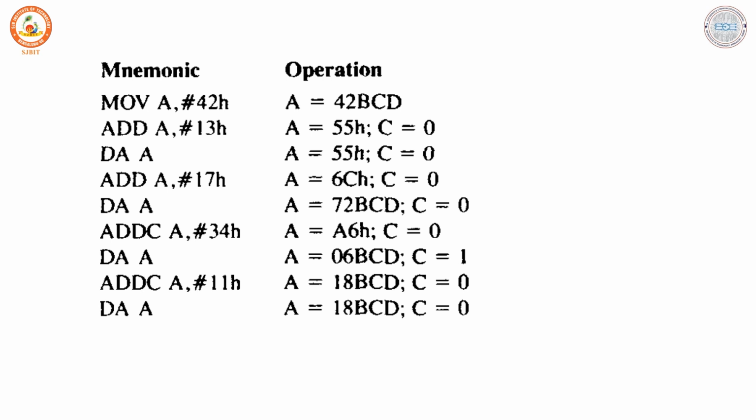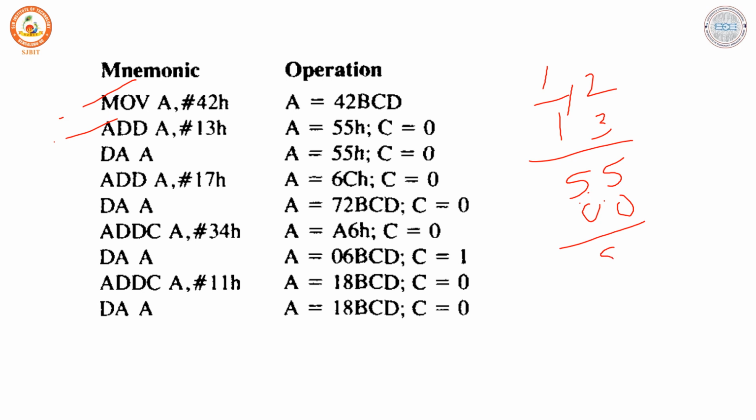As one example to show the DAA instruction, we are loading A with 42. 42 is a BCD value. Now I'm adding A with 13. So 42 will be added with 13, which becomes 55. Now for 55, when you perform DAA, it will add only 00. So 55 will be there, right?